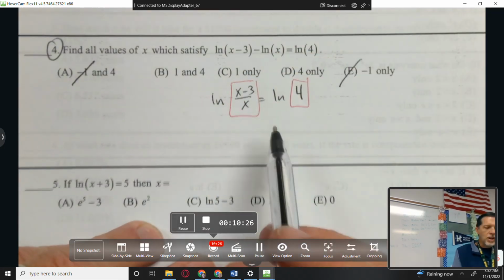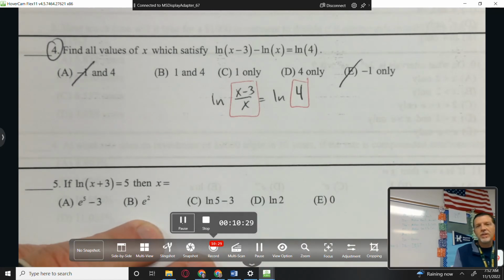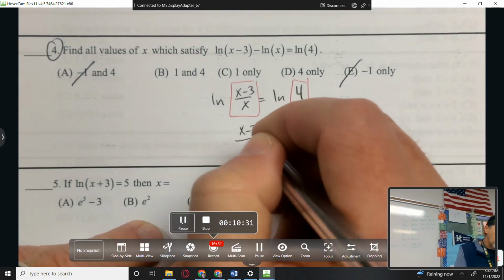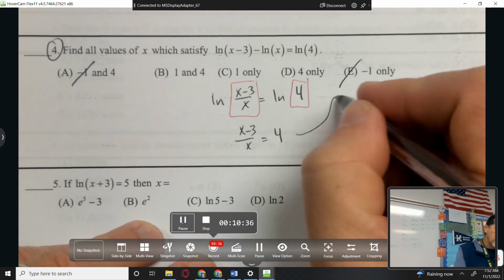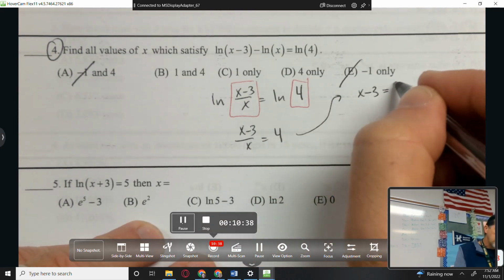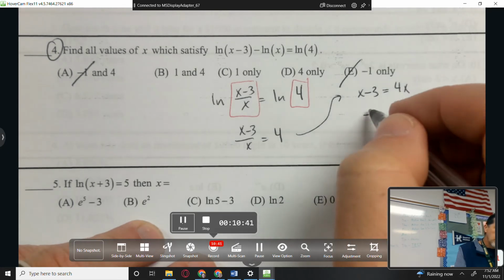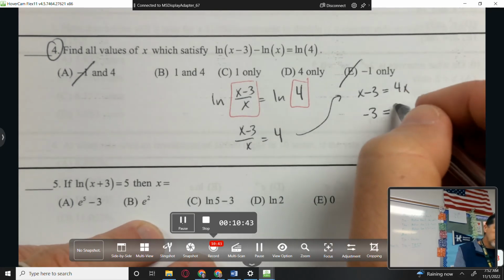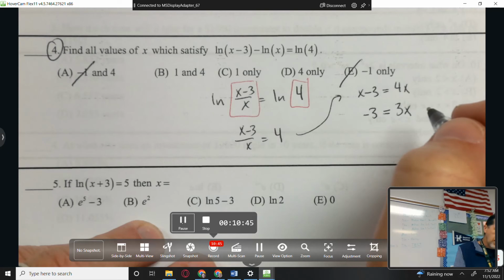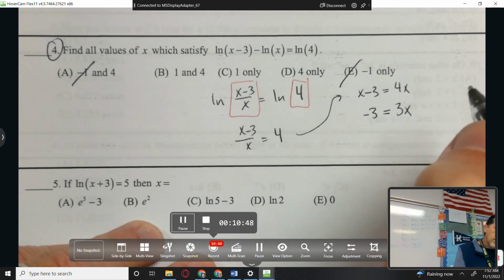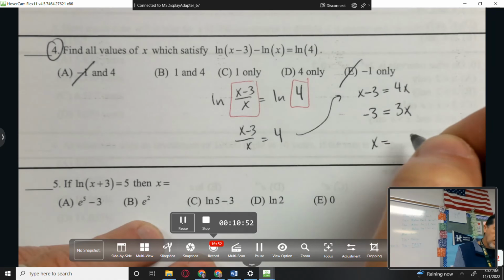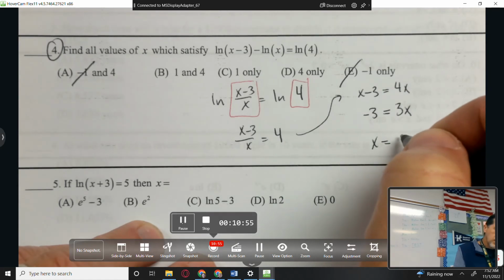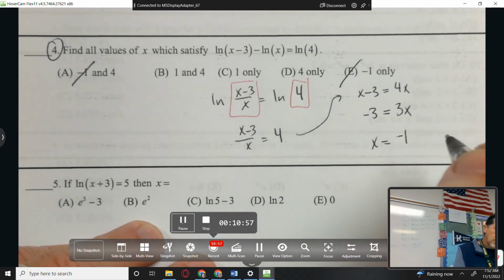Yeah, the log of something equals the log of something, so I don't need the logs anymore. So multiply the x over. So negative 3 equals 3x. Right? Yes. X equals negative 1. And I'm not allowed to have negative 1.